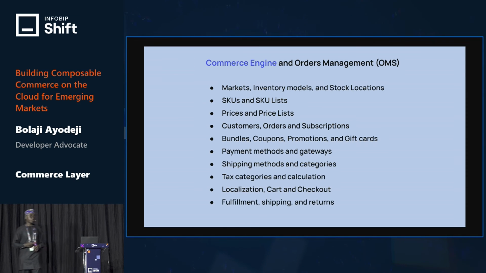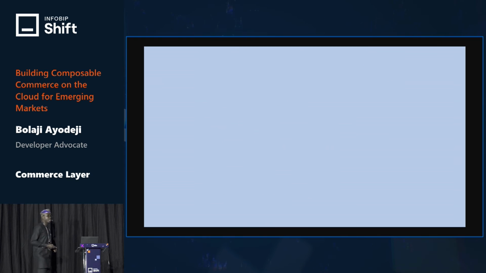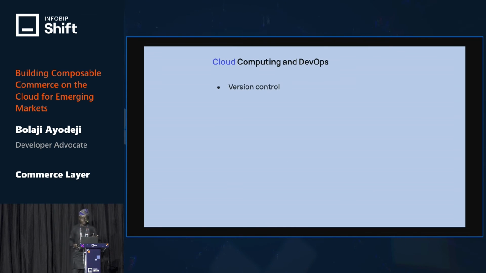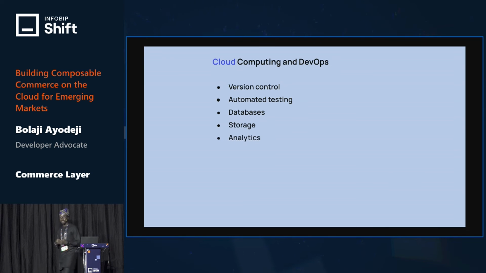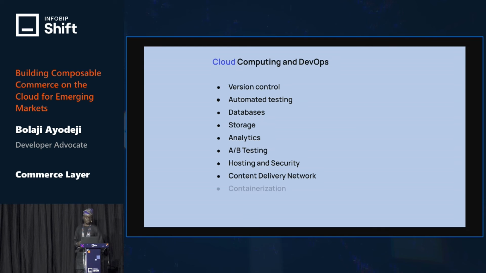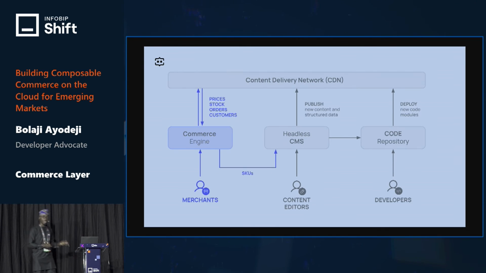And then aside from the commerce engine itself, you leverage cloud computing. In developing your e-commerce projects, you use version control. You have stuff like automated testing, databases, you store data, you have analytics, you have A/B testing, hosting and security. You use CDNs, you have containerization, and every single stuff you can think about when it comes to cloud computing.